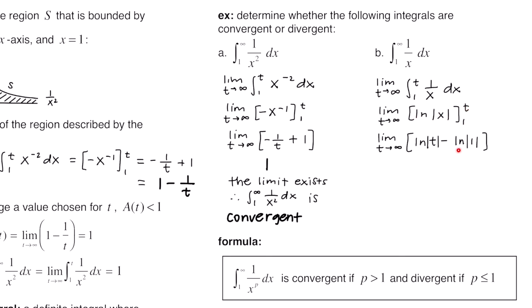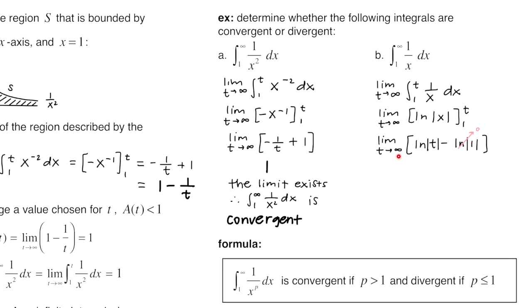So right here we have the natural log of the absolute value of 1. The absolute value of 1 is 1, and natural log of 1 is 0. As t gets larger and larger, this is going to go to infinity. So we just get infinity.